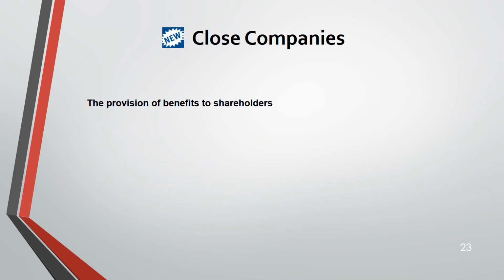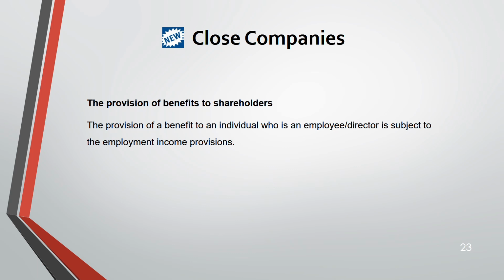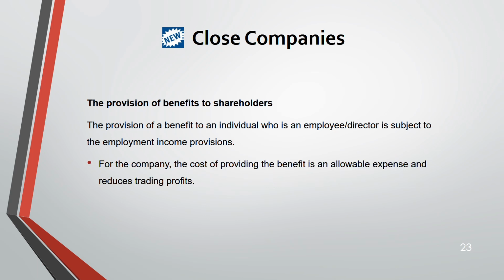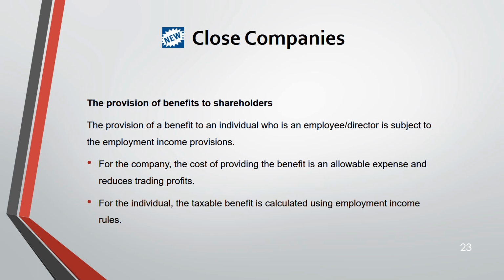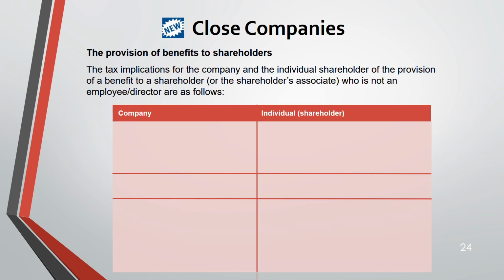Now, provision of benefits to shareholders, the first one. The provision of a benefit to an individual who is an employee or a director is subject to the employment income provisions. We have done this while I was doing employment income, I think around lecture 2 or 3. So, for the company, the cost of providing the benefit is an allowable expense. You can deduct it from your trading profit, because you are giving this benefit to the employees. For the individual, it is taxed. Whatever they are receiving is a taxable benefit under employment income. Now, the tax implications for the company and the individual shareholder who is not an employee or a director are as follows.